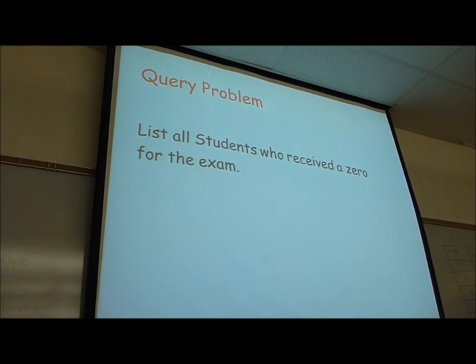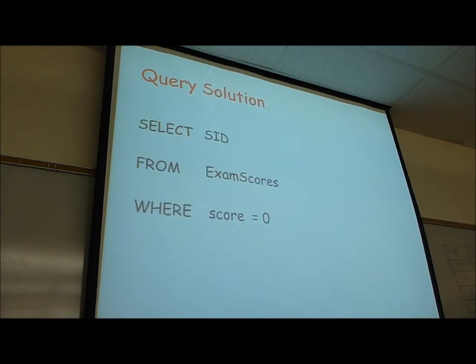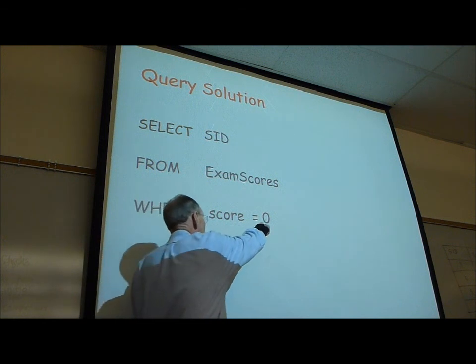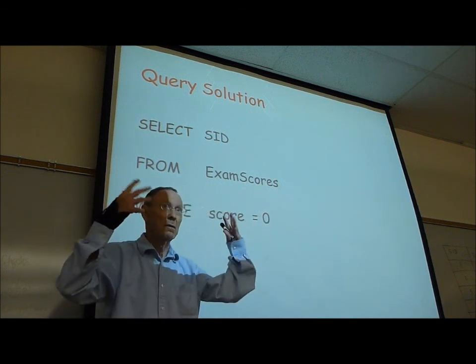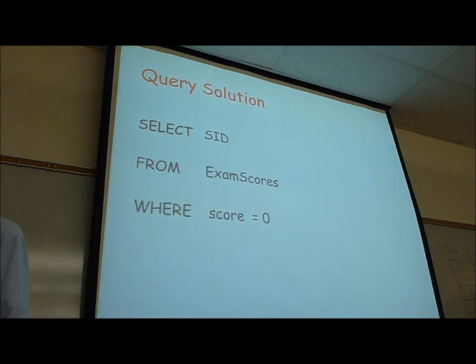Now, list all the students who received a 0 for the exam. That's a valid score. Not a very good one, but it is valid. Then I do something like that. I can't say equal null. That may be what you'd like to do, but it doesn't do that. I've got to use the IS phrase.